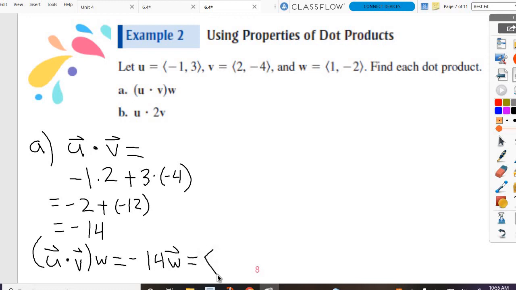So what do I do when I just have a scalar? You multiply by each one. We distribute, basically multiply it by each component. So we would get -14, comma, +28. And that would be my answer.